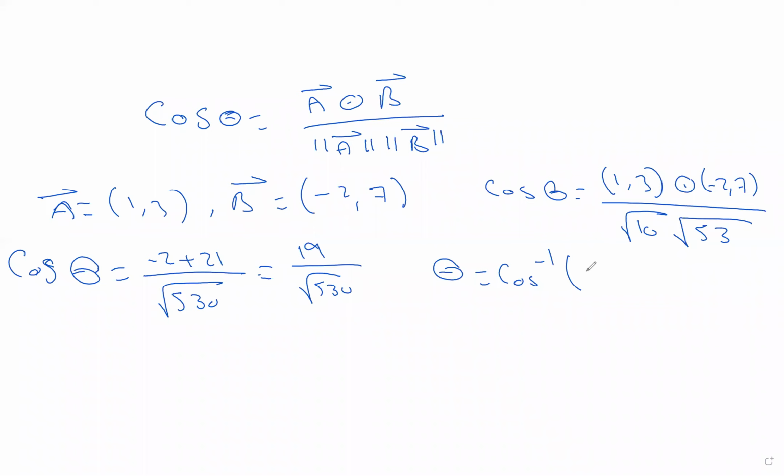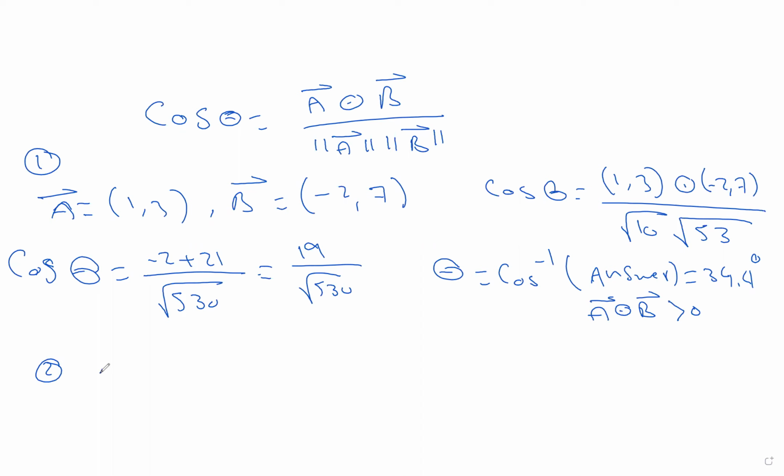Please find the measure of the angle. It will be 19 divided by square root of 53, shift cosine, answer. Can you calculate it, please? Angle, so cosine inverse of the answer. It will be 34.4 degrees. It's okay. Note that the angle is acute. Why? Because A dot B is positive. This is question number 1.